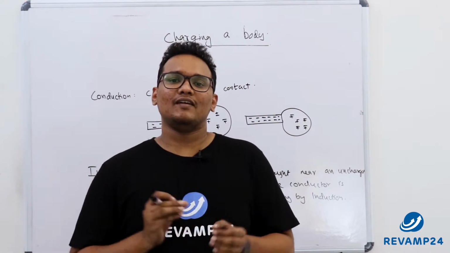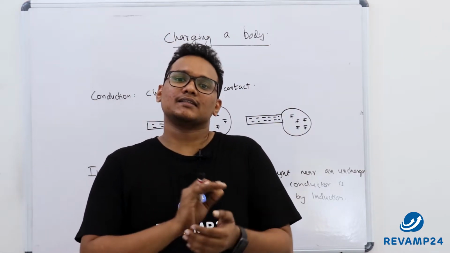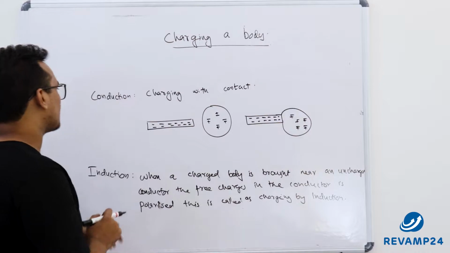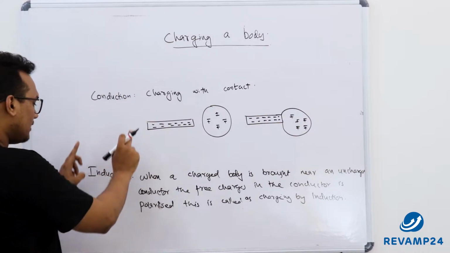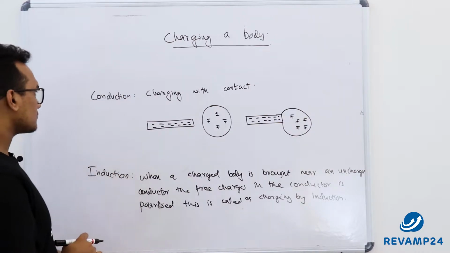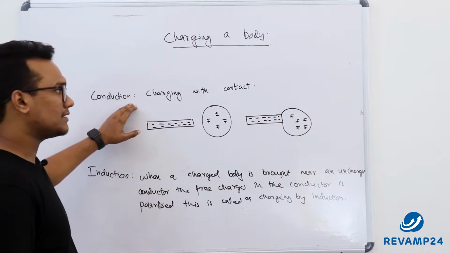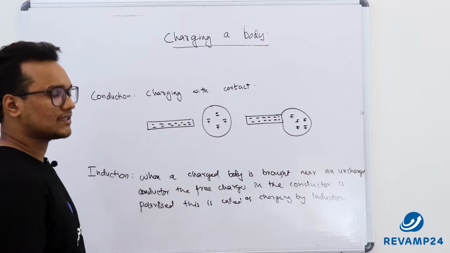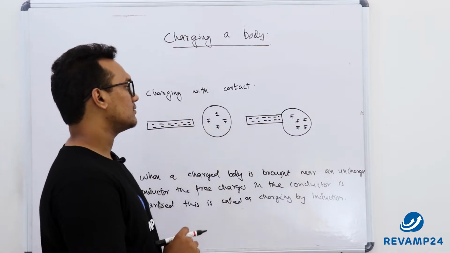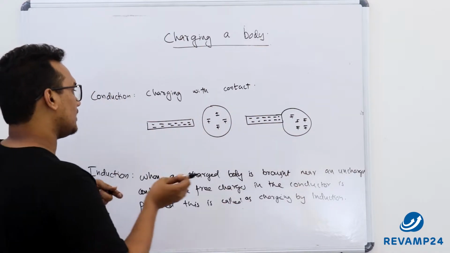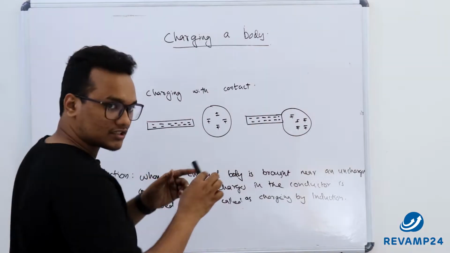In this video, I will explain methods of charging a body. We have two methods here: charging by conduction and charging by induction. As the name suggests, charging by conduction is simply bringing a charged body into contact with another body and charging the other body. So, let's say we have a charged rod.